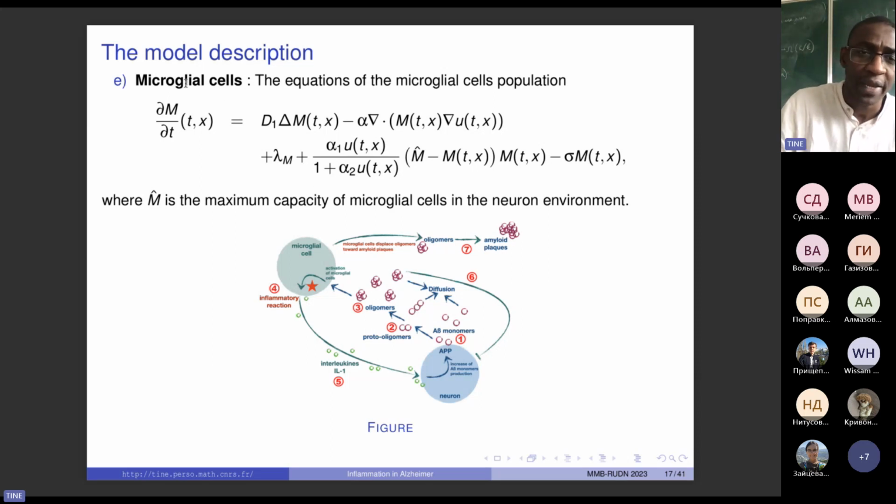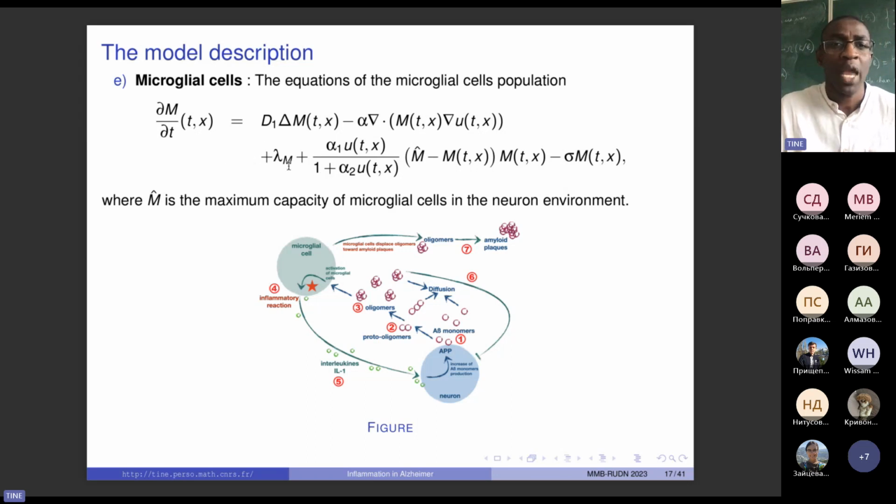So that's why in the equation of microglia cells, we have, of course, the diffusion term, which is a standard diffusion term, but we also have this chemotaxis term, that means alpha, the divergence of m grad u, and this explains the fact that the microglia cells go directly to the area where the concentration or the density of oligomers is huge, right?